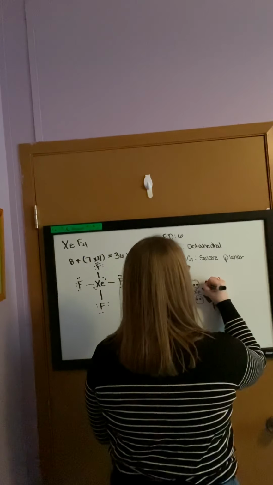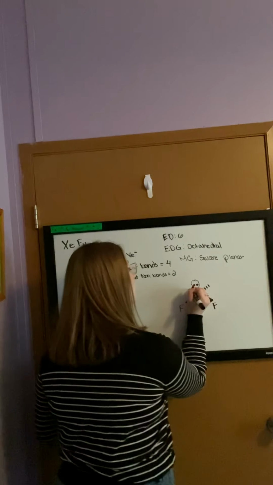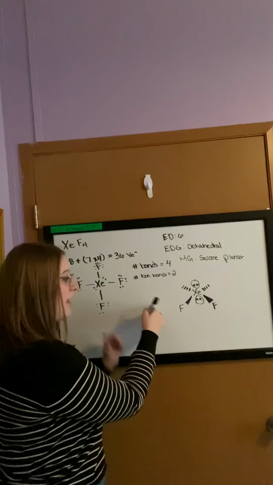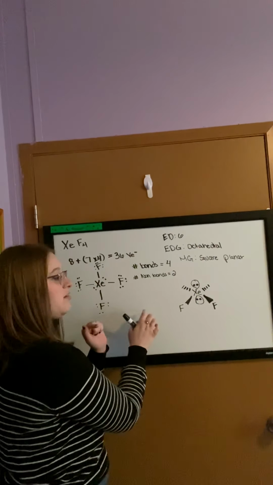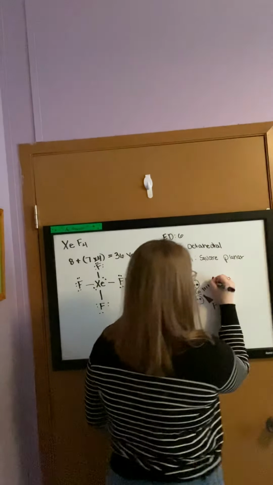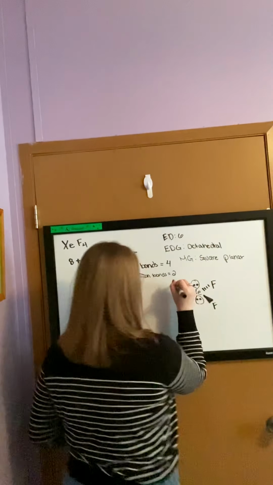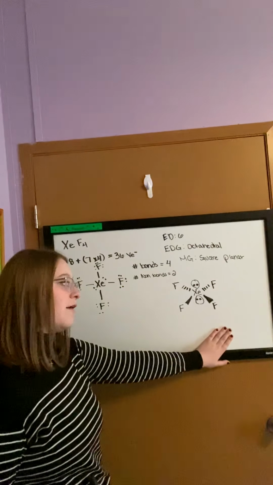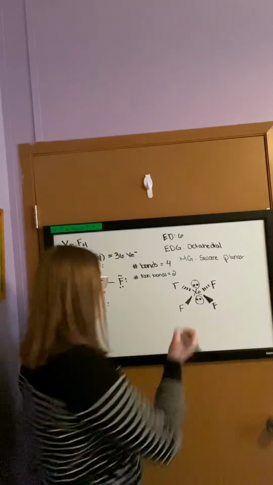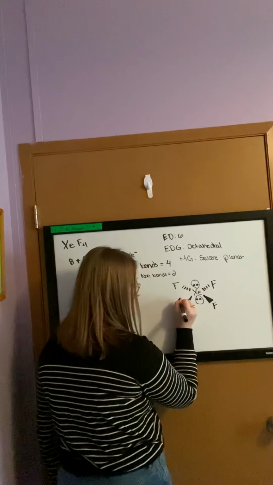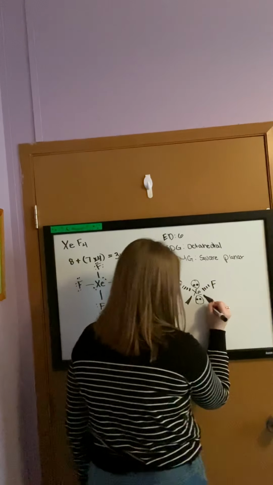Now we are going to draw fluorines that are going into the board. Into the board, like dashes into the board, wedges out of the board. So we are going to fill our fluorines again. And now the last step is we're going to fill all of our valence electrons on the fluorines. So that means 6 lone pair electrons.